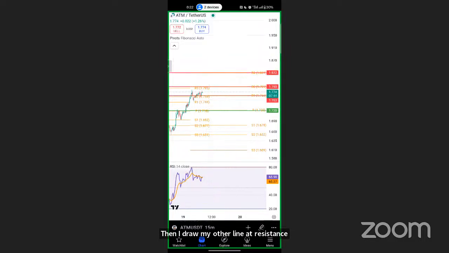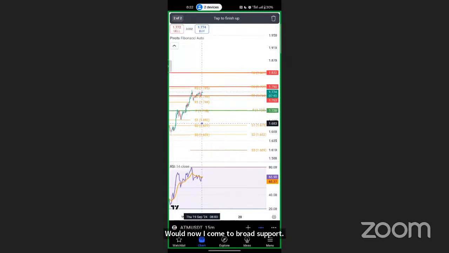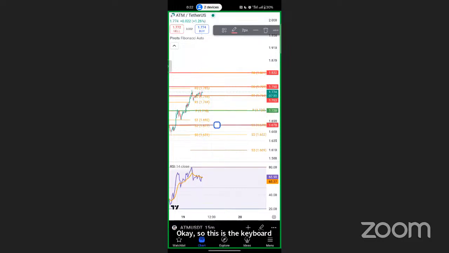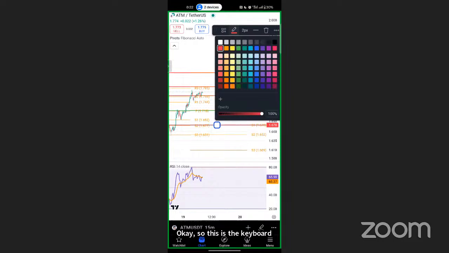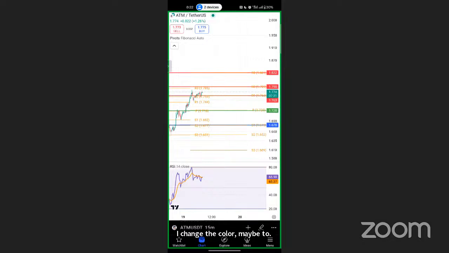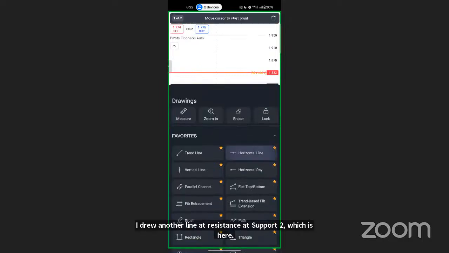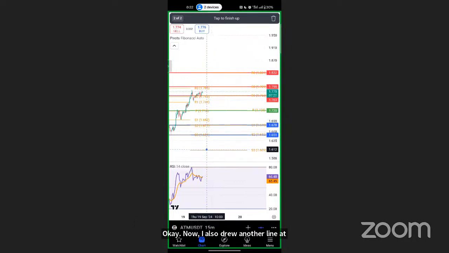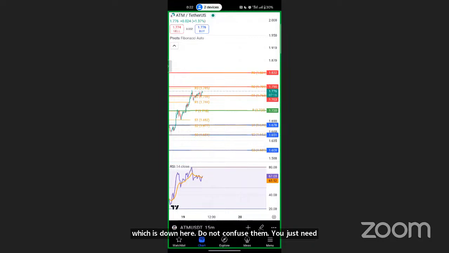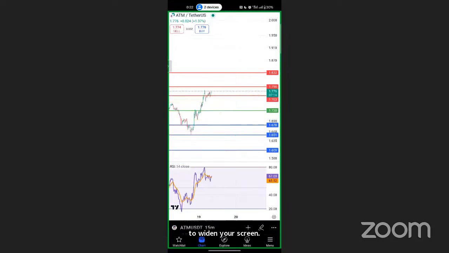Good. Now I come to draw to support. So this is the pivot. Support 1 is this one. I draw the line. I change the color maybe to blue. I draw another line at support 2, which is here. Now I also draw another line at support 3, which is down here. Do not confuse them. You just need to widen your screen. So now I've finished. So I'll remove the indicator.